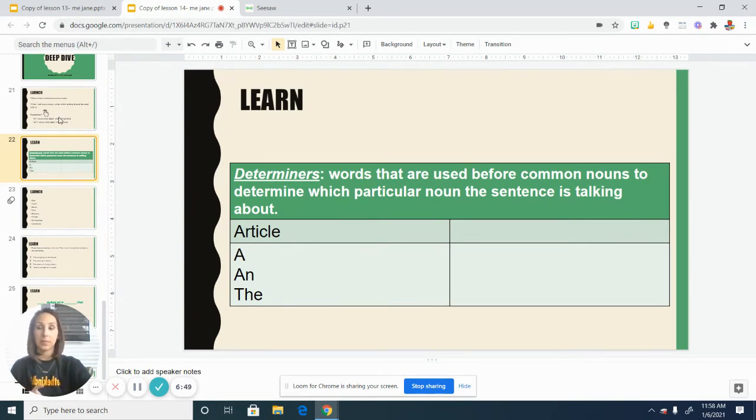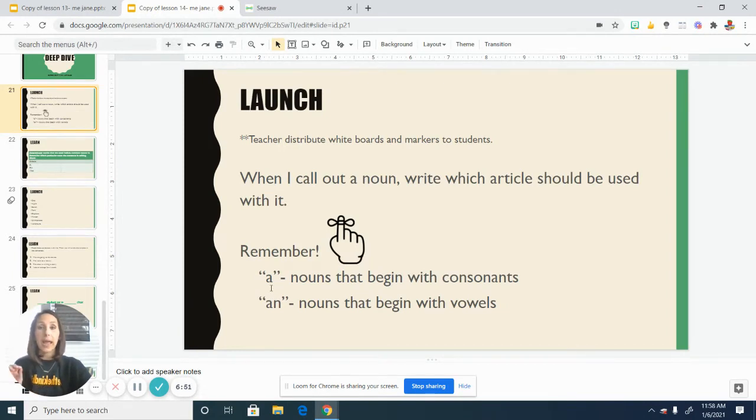Here's how you can tell. We use the word "a" whenever the following noun starts with a consonant. And remember, consonants are all of the other letters in the alphabet besides the vowels. When we use "an," we use "an" whenever the following noun begins with a vowel. So remember, our vowels are A, E, I, O, and U. So anytime a word starts with A, E, I, O, or U, we use "an."